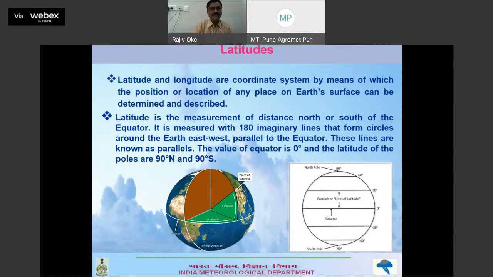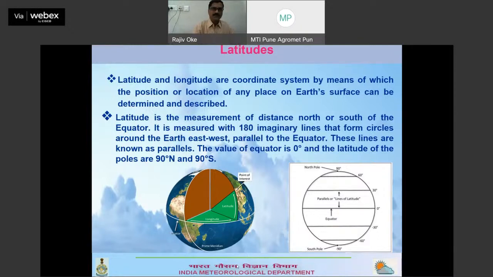So a little basics we'll go through first. After that I will cover the elements which we are observing at the instrument, at the observatory. So latitude and longitude are the coordinate system by which the position or the location of any place on the Earth's surface can be determined and described.